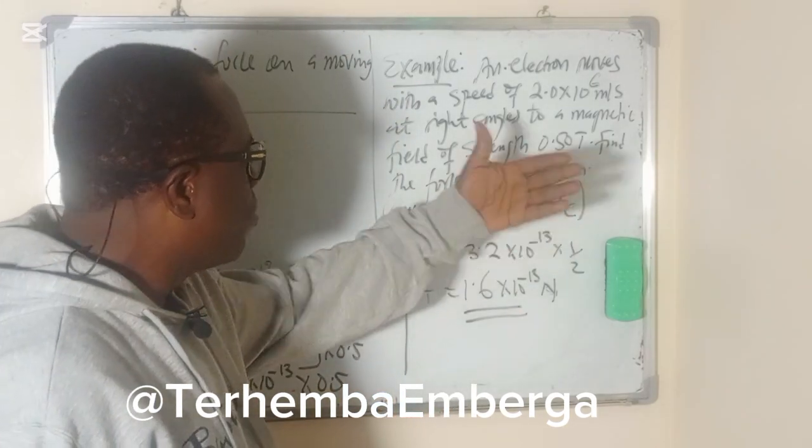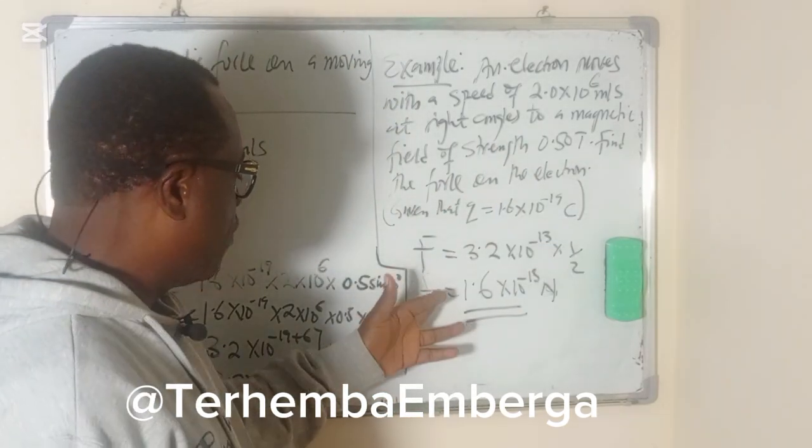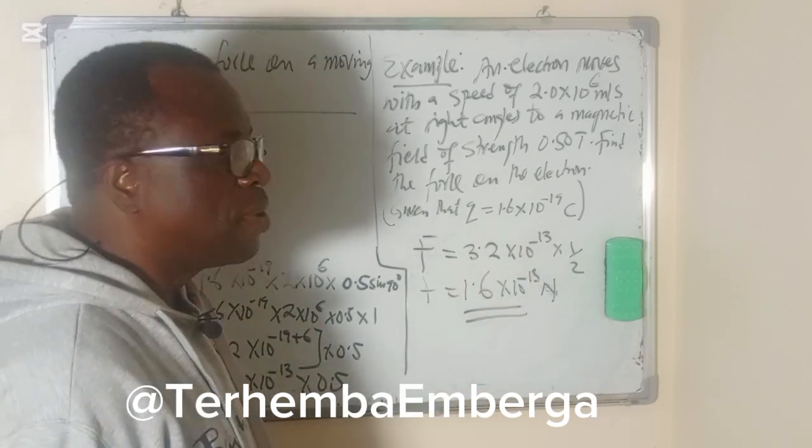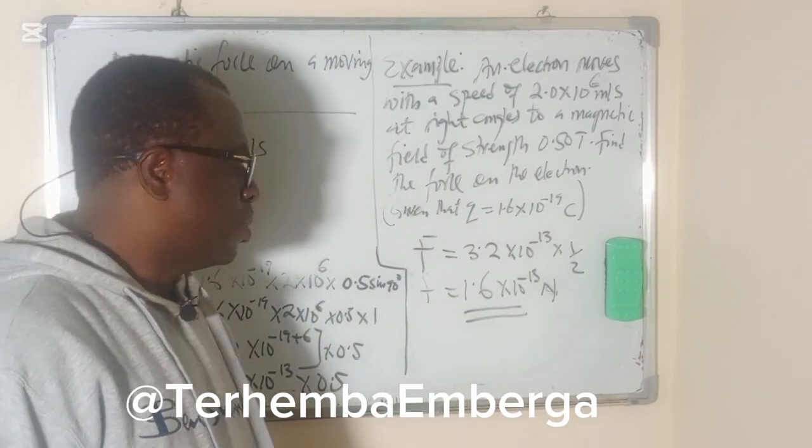Find the force on the moving charge. And the force will be given as 1.6 times 10 raised to the power minus 13 Newton.